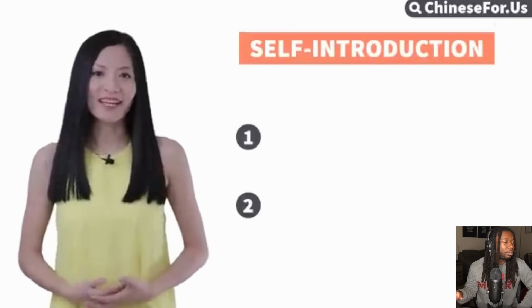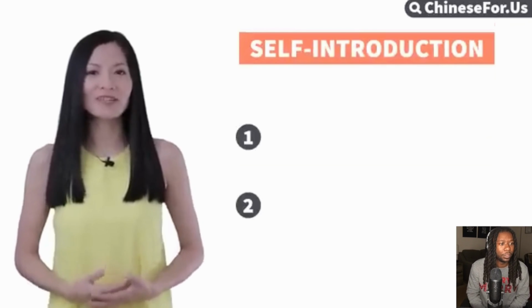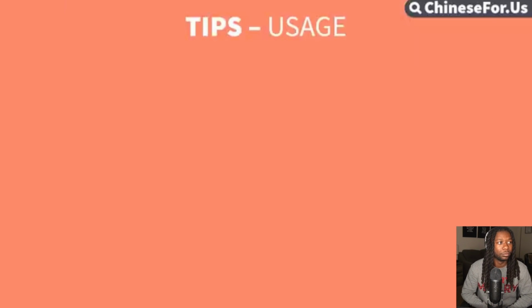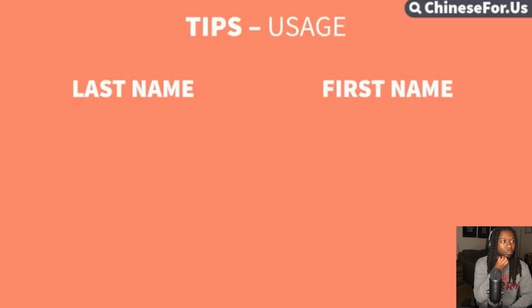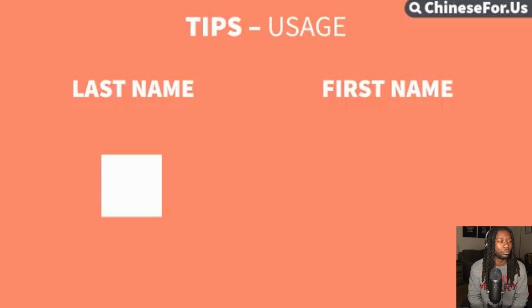All right. Introduce ourselves. There are two different ways to introduce yourself in Chinese. A Chinese name has two parts, last name and first name. The last name goes first, and the first name goes after the last name. The last name is more likely one character, and the first name usually has one or two characters.